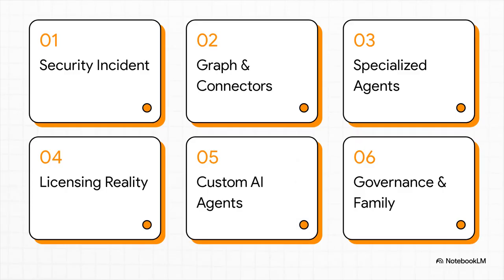Here is our roadmap for today. We're going from the AI security incident to graph and connectors, specialized agents, the licensing reality, custom AI agents, and finally, governance and the Copilot family. Let's just jump right in.